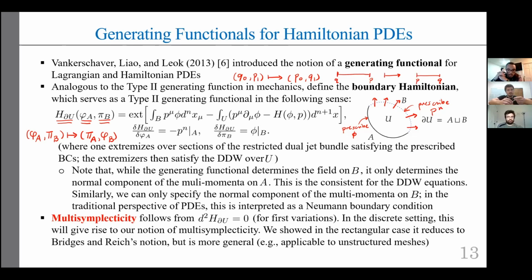So the main thing of our paper that I'm going to talk about next is just to take this boundary Hamiltonian and discretize it. The idea seems very natural; the main complications were just working out the details. And I alluded to this before: the multisymplectic conservation law just follows from the fact that the squared exterior derivative of this boundary Hamiltonian is 0.